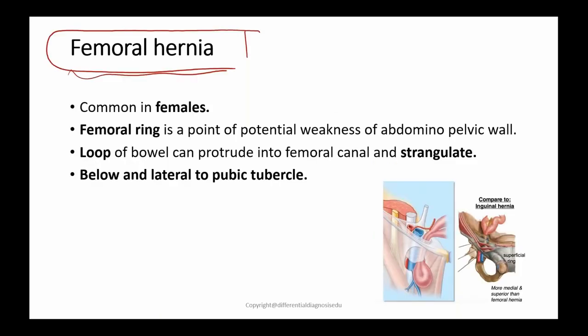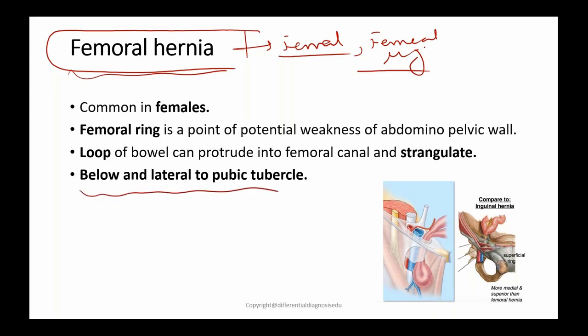Why? Because there is a high risk of strangulation with this kind of hernia. Femoral hernia is more common in females. Femoral ring is a point of potential weakness of the abdominopelvic wall. So the bowel loop will protrude into the femoral canal and strangulate. It is below and lateral to the pubic tubercle. So this is pubic tubercle, and this is below and lateral to pubic tubercle.